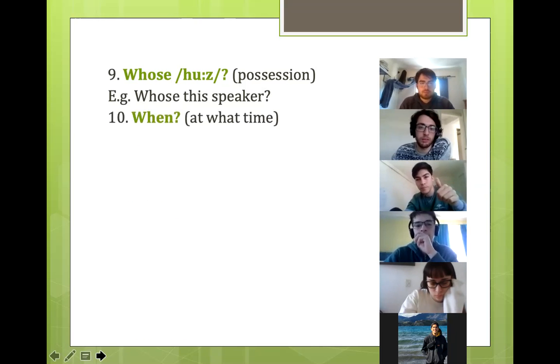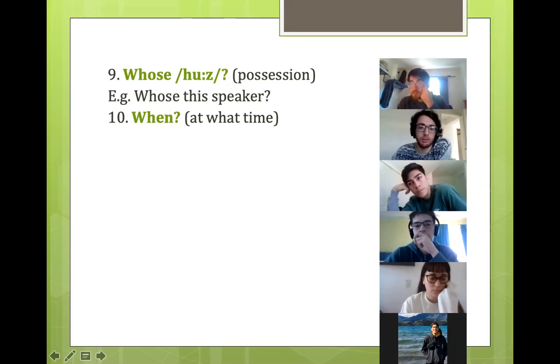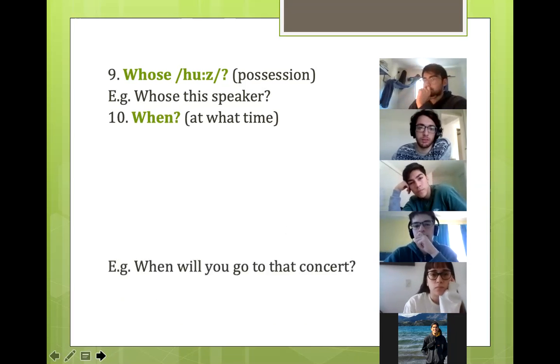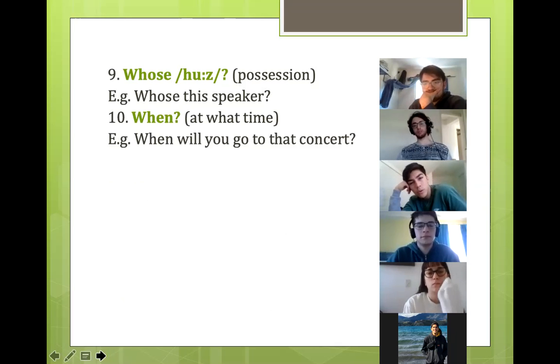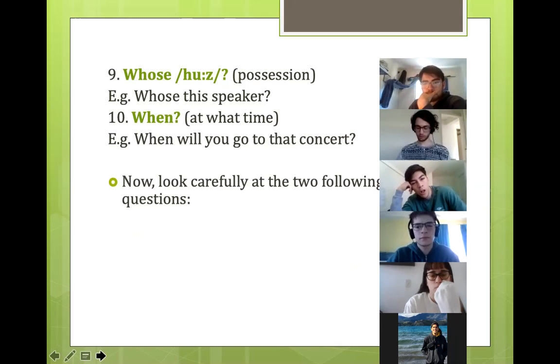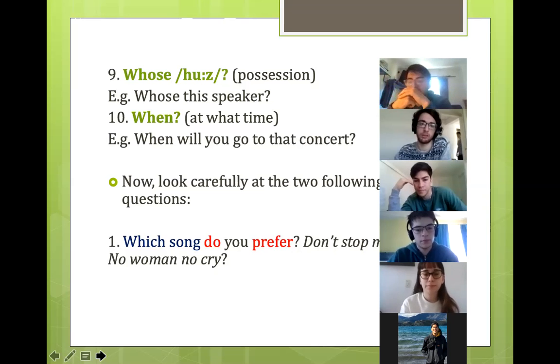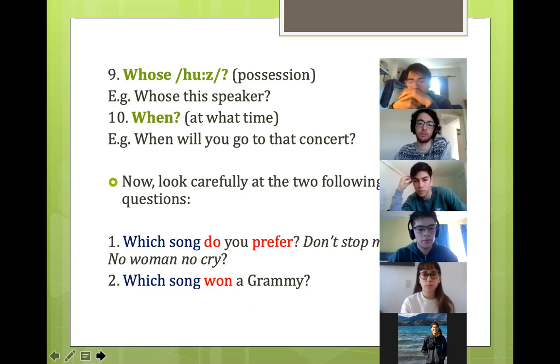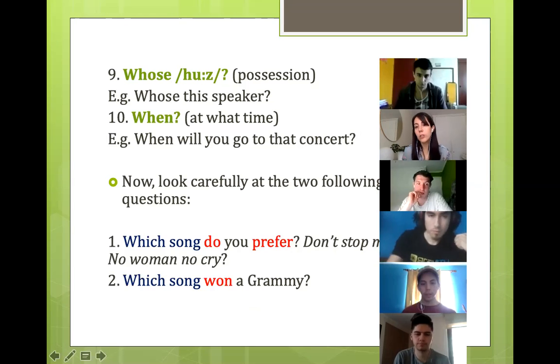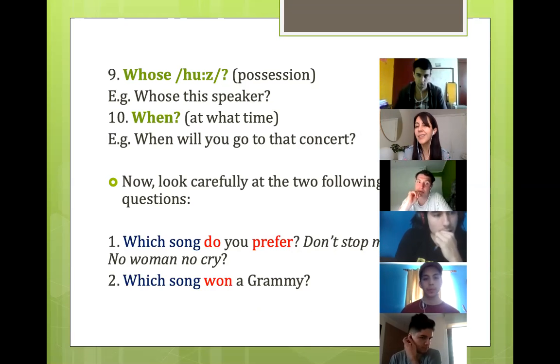Yep. When is a specific question that talks about at what time, yeah? For example, when will you go to that concert? Now, look carefully at the two following questions. Question number 1: Which song do you prefer, Don't Stop Me Now or No Woman, No Cry? Question number 2: Which song won a Grammy? What's the difference between question number 1 and question number 2? The two questions are correct. There is no grammar mistake here, but there is a difference.